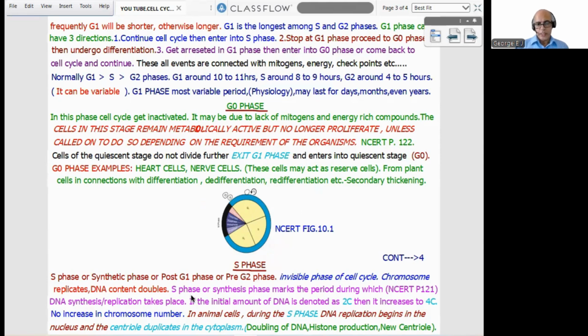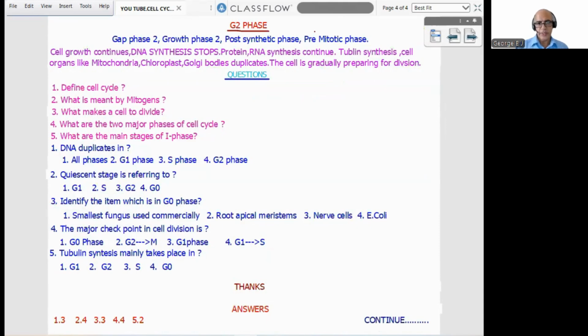Then in S phase, we can find the centriole divides on the animal side, DNA replication in the nucleus. Then G2 phase, mainly tubulin synthesis, DNA synthesis stops. Then after that, 5 theory questions and 5 NEET model questions with the key.